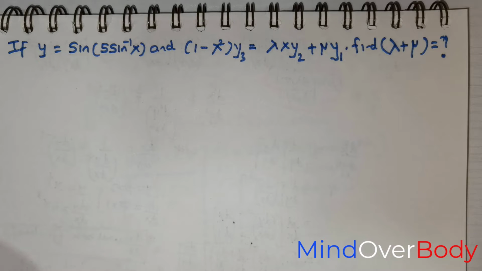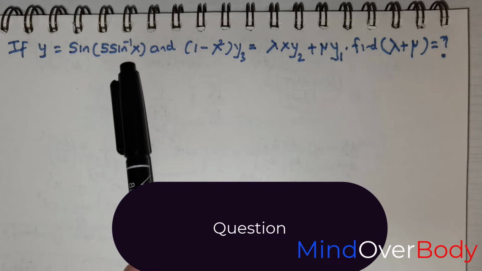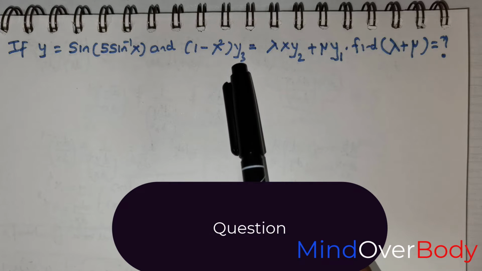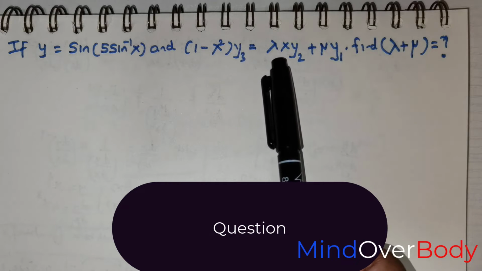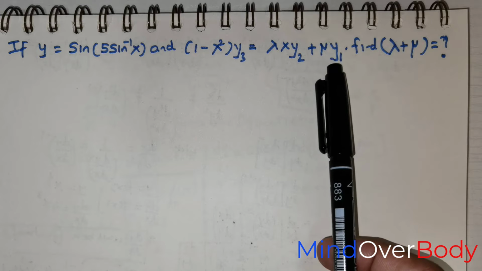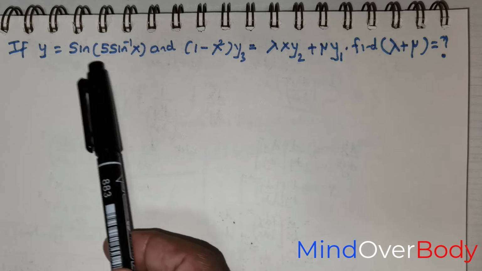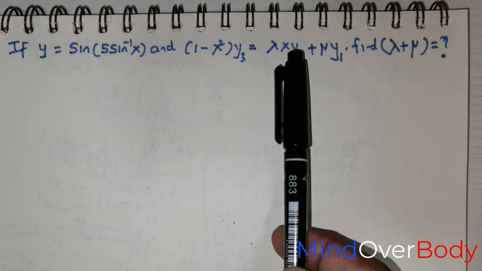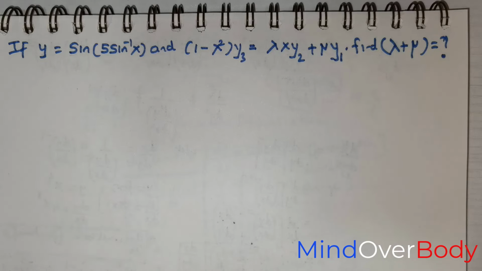Students, we are given this question: if y is equal to sine of 5 times sine inverse of x, and that we have 1 negative x squared times y3, where y3 stands for the third derivative, and that is equal to lambda times x times y2, the second derivative, positive mu times y1, the first derivative. So this has to be achieved by us, given that the value for y, and from here we will have to extract lambda positive mu. So let's do this question.